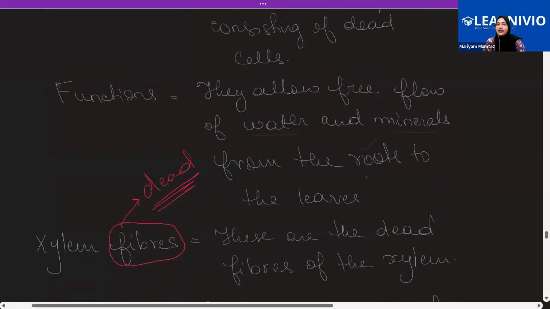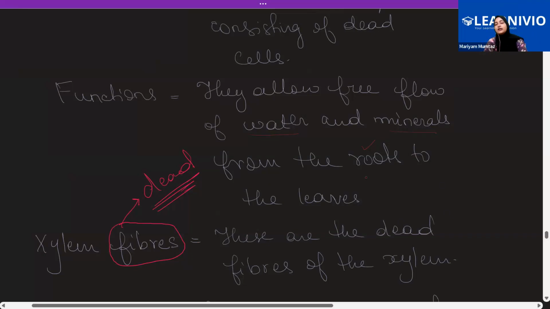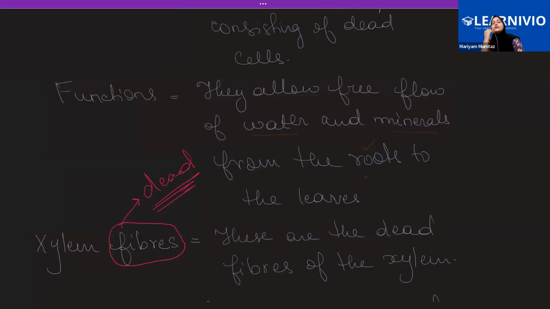What they do is that they allow the free flow of water and minerals from the roots to the leaves or to wherever it is required in the plant's body. Why is water required, students? What is the use of water for plants? It helps plants grow and do photosynthesis. Right? One of the raw materials of photosynthesis is water. So where does the plant get the water from? The plant gets it from the root. And the root contains the xylem. And the xylem is responsible for the transportation process.